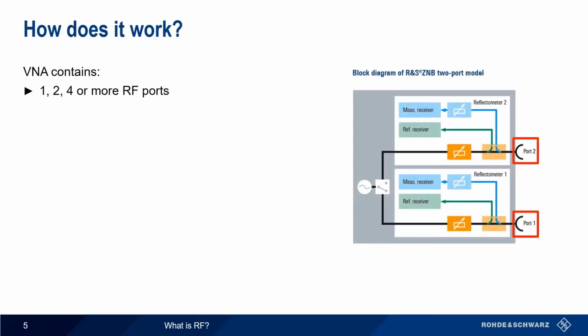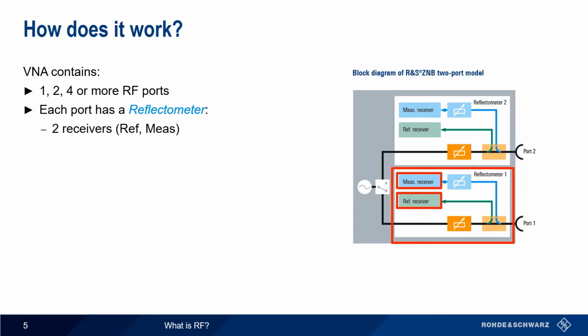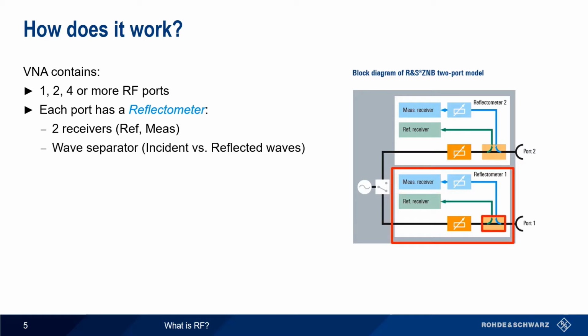A VNA consists of 1, 2, 4, or more RF ports. Each one of these ports contains a reflectometer, which in modern VNAs contains two receivers, one for sampling the incident wave called the reference receiver, and one for sampling the reflected wave, called the measurement receiver. This naturally requires a wave-separating device for sampling the incident and reflected waves. Two common devices are the VSWR bridge and the RF or microwave directional coupler.